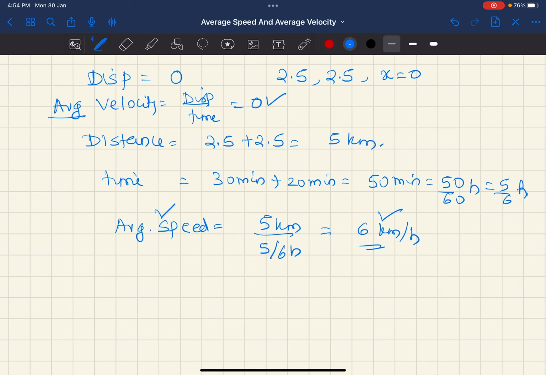I hope you understood this concept very well. Average speed you calculate as total distance upon total time, and average velocity you calculate as total displacement upon time. And the answers for this problem are: average velocity is 0 kilometers per hour and average speed is 6 kilometers per hour.